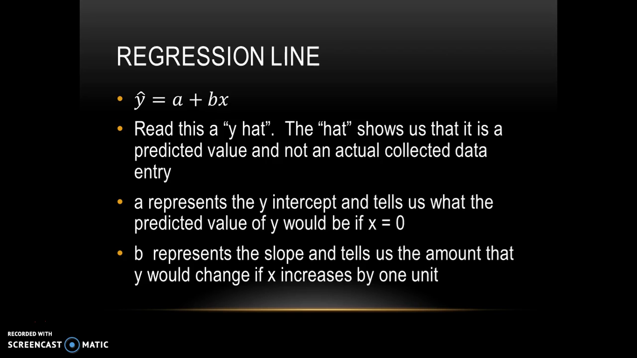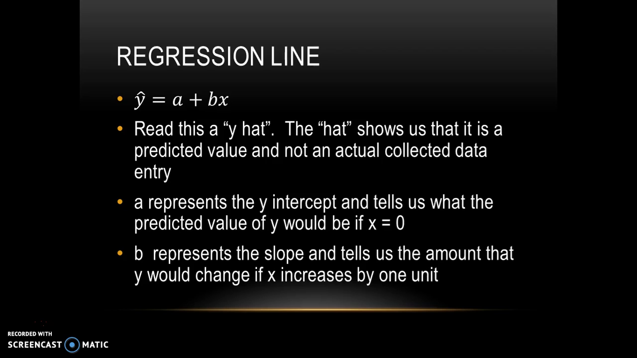A regression line is y hat, you pronounce that y hat, equals a plus bx. The hat shows us that it is a predicted value, not an actual collected data entry. a represents the y-intercept and tells us what the predicted value of y would be if x was 0. So in other words, if the value of x was 0, what would y be?